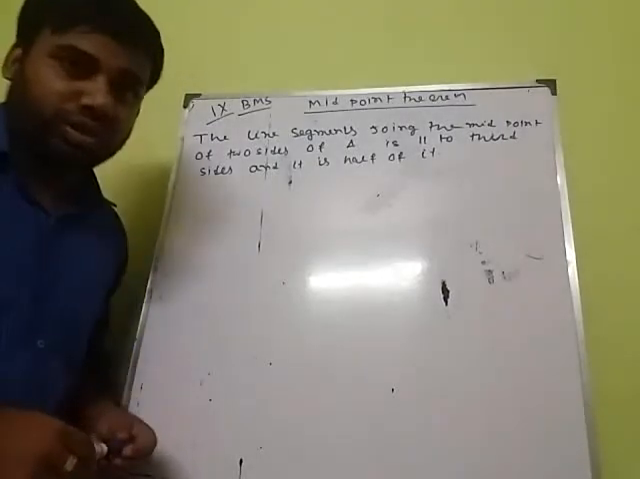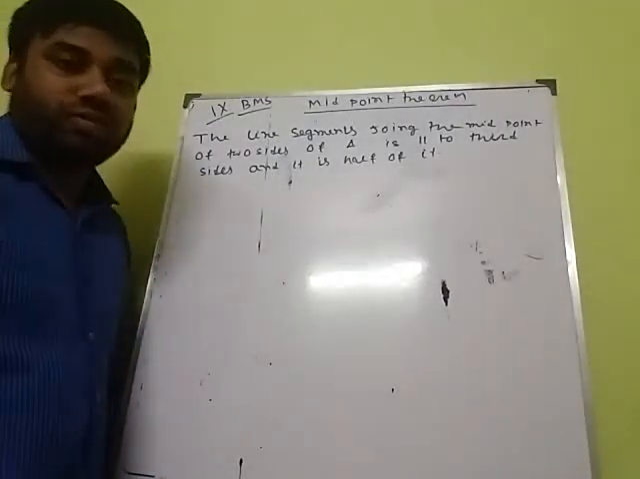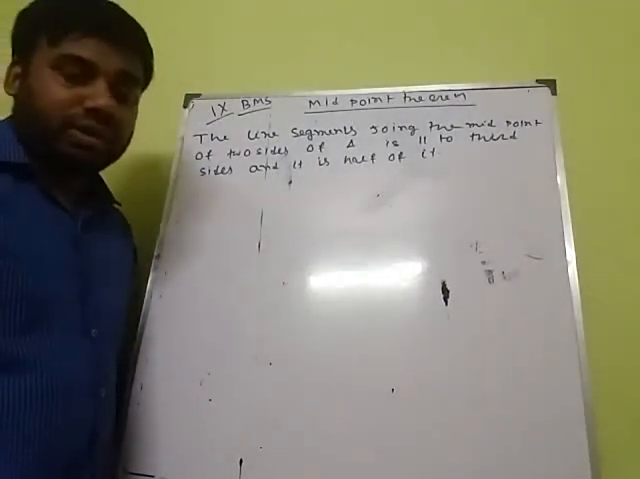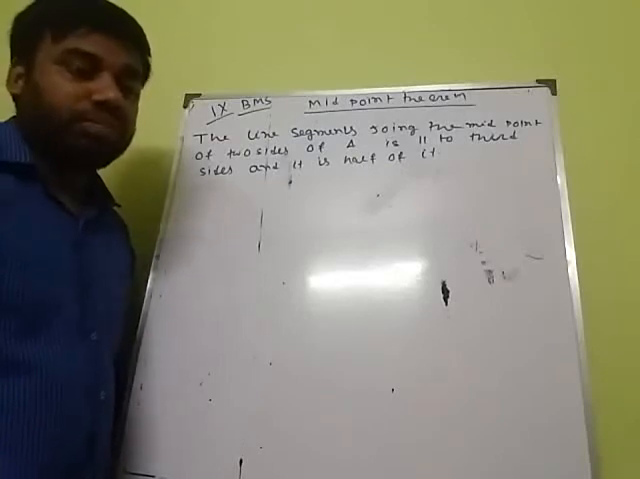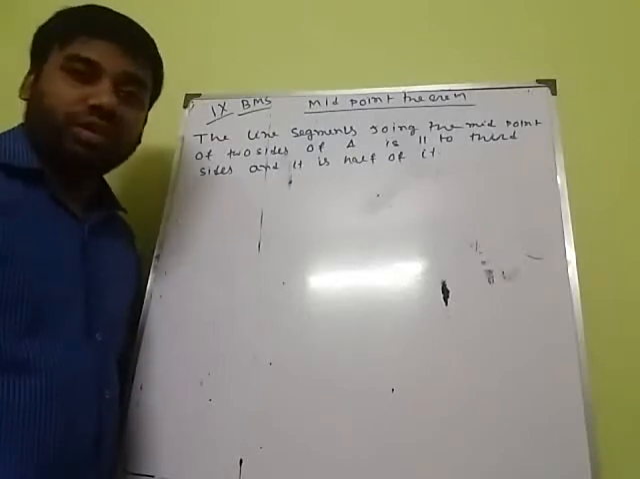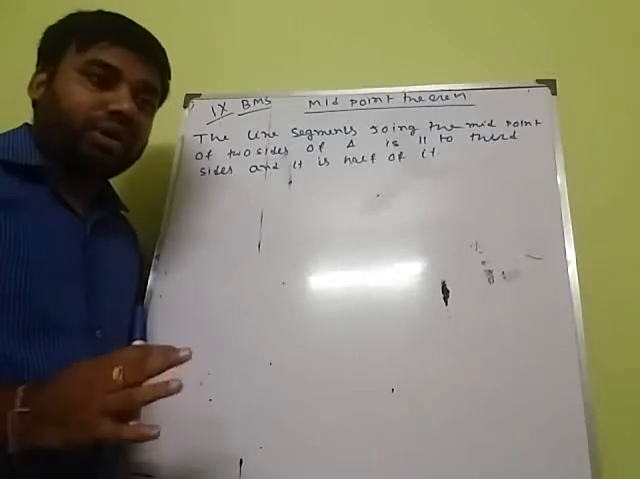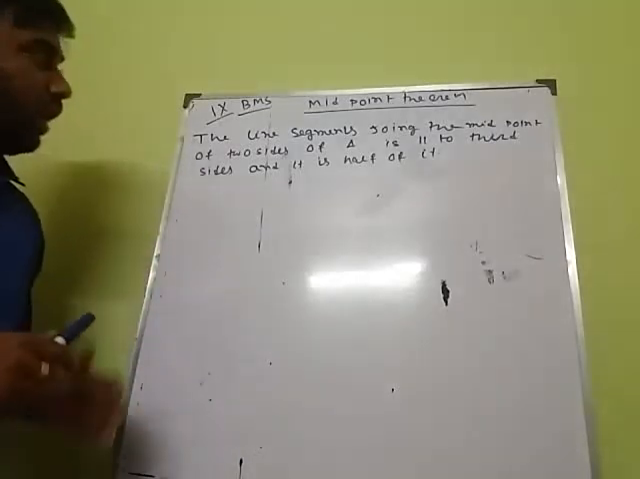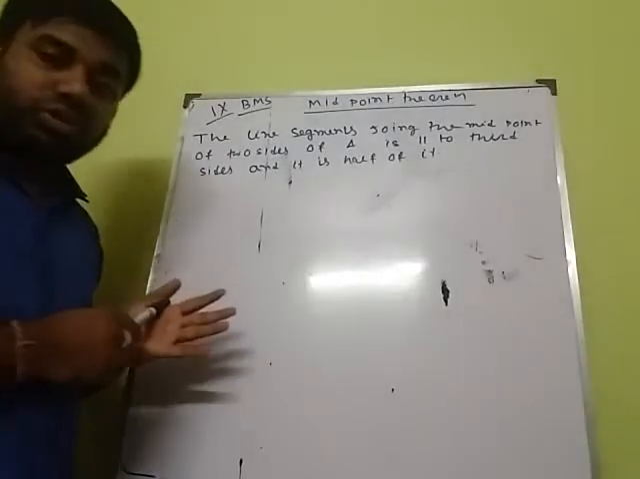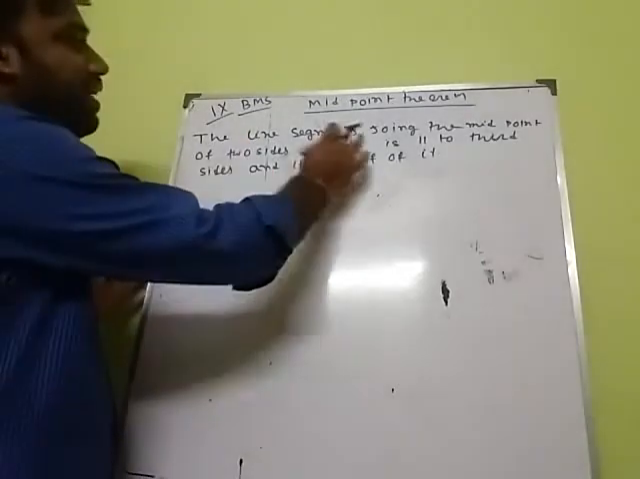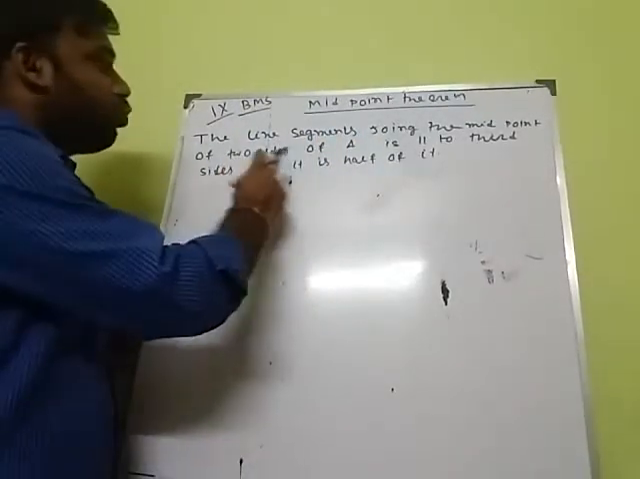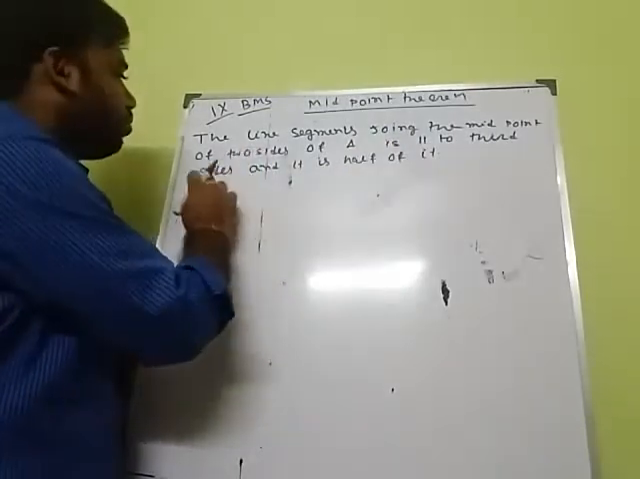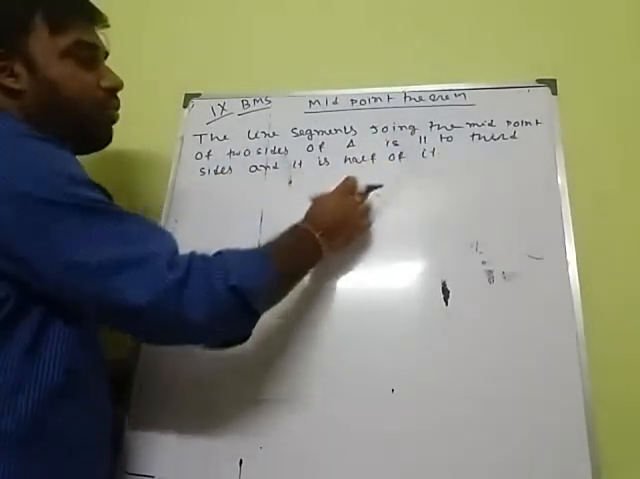Welcome, class 9 students. Today I will discuss the theorem that is known as the midpoint theorem. I will prove this theorem, and the statement of the theorem is: the line segment joining the midpoints of two sides of a triangle is parallel to the third side and it is half of it.